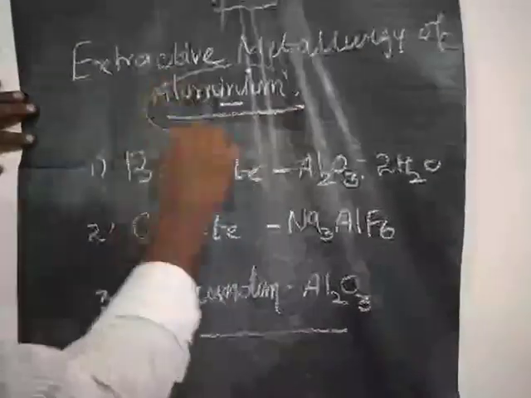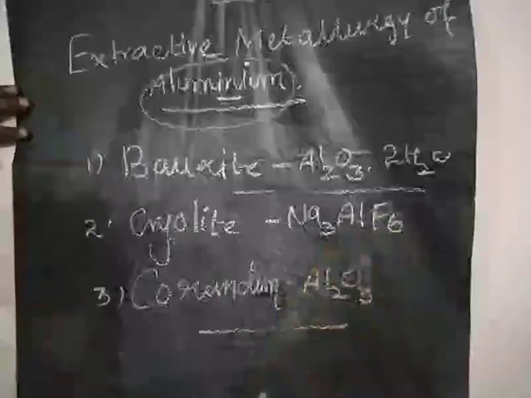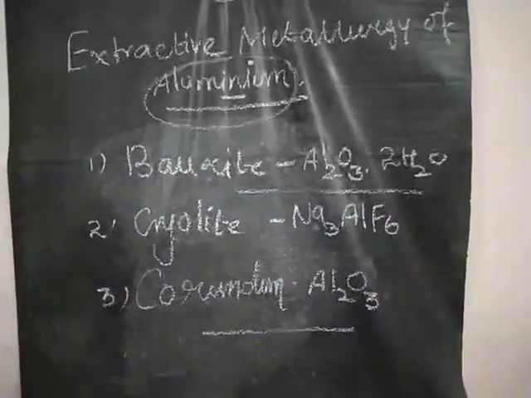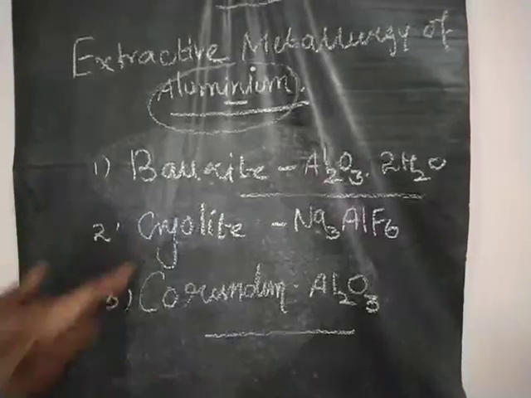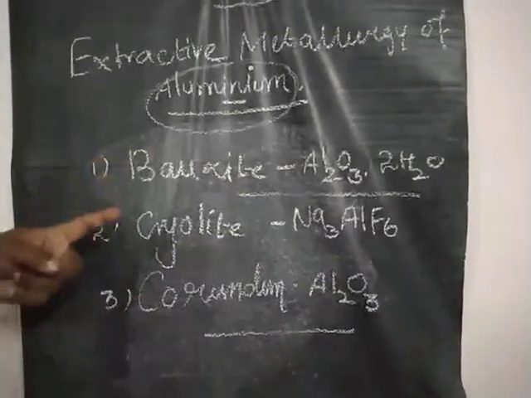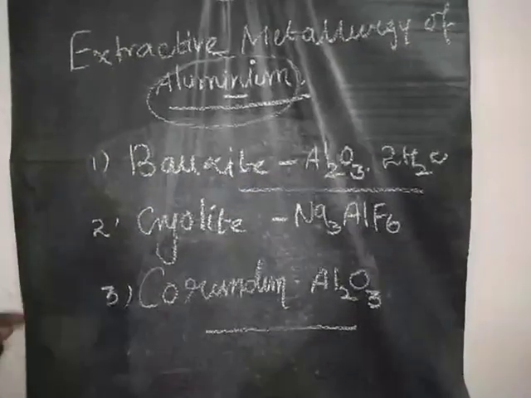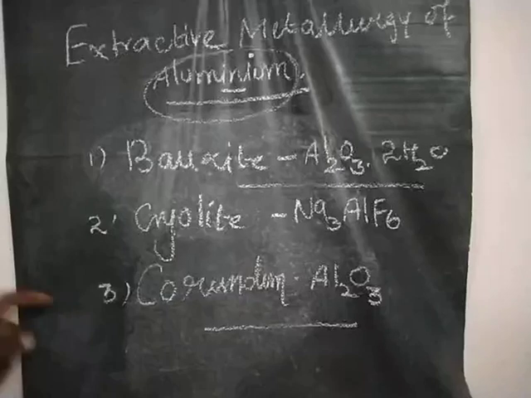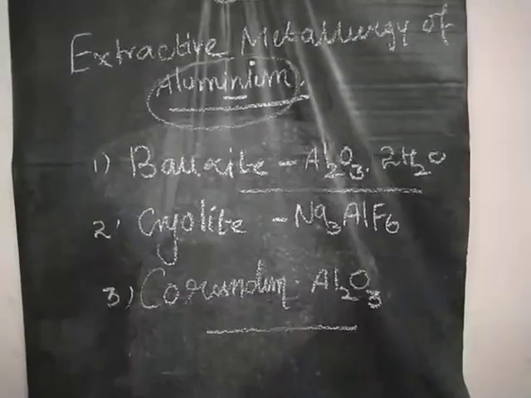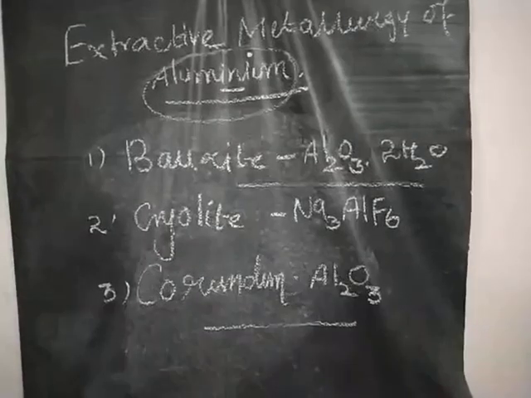So we are going to extract the aluminium from bauxite. Why? The bauxite contains a high percentage of aluminium when compared to the other two ores. So there are three ores: one is bauxite, Al2O3.2H2O, second one cryolite, third one corundum, Al2O3.